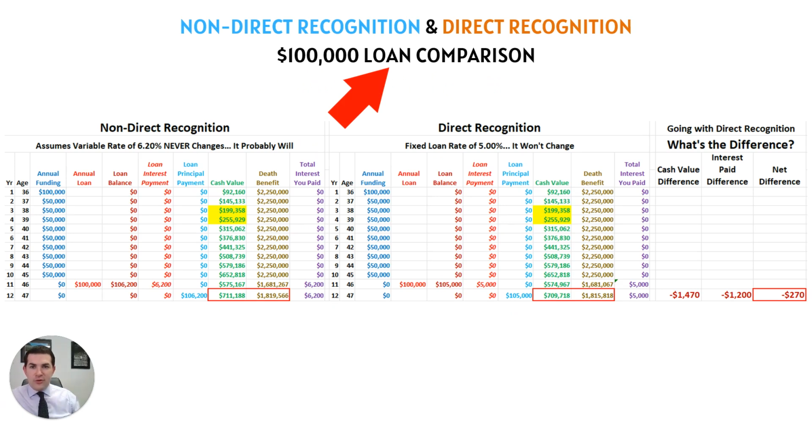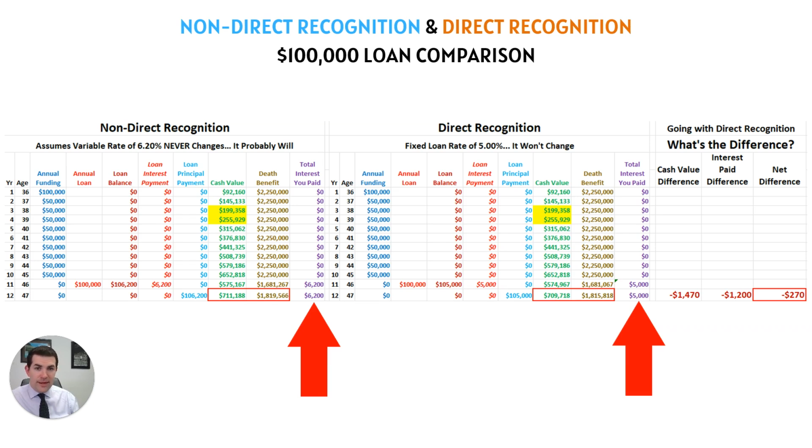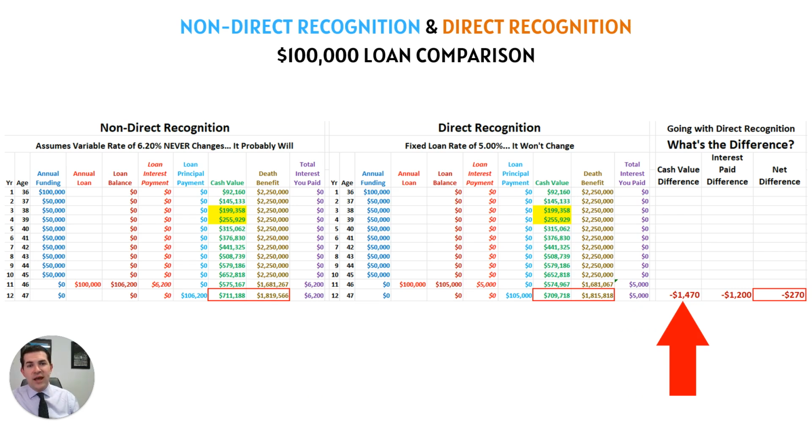Again, we've got a side-by-side comparison here. So both of these examples display the $100K loan. What is the cash value in both of them? Non-direct recognition has more, $711 compared to $709, almost $710. How much did I pay in loan interest? Well, direct recognition is more favorable. I only paid $5,000 out of pocket compared to $6,200 with non-direct recognition. What's the difference? Cash value difference. You've got almost $1,500 more in cash value with non-direct recognition when the loan is paid back. What about interest paid? Well, you've saved $1,200 in loan interest if you've gone with direct recognition.